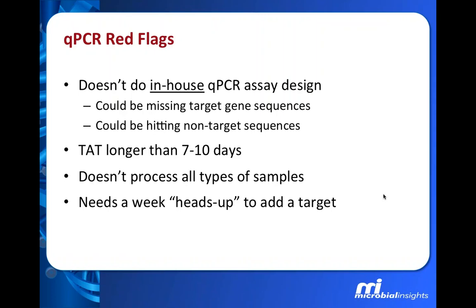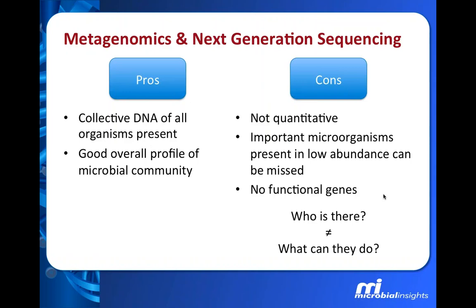So a reputable lab should be able to do this, and they should be able to turn your DNA results in 7 to 10 days. If not, they're probably a part-time lab and shipping your samples off somewhere else. If a lab can't process all sample types, water, soils, filters, they're probably a part-time DNA lab at best. Or if they need heads up before analyzing for a target, then they probably are amateurs as well.